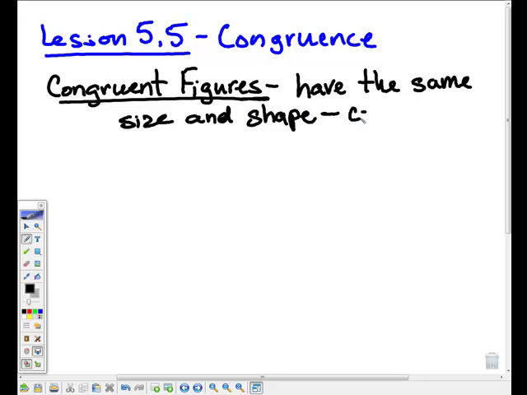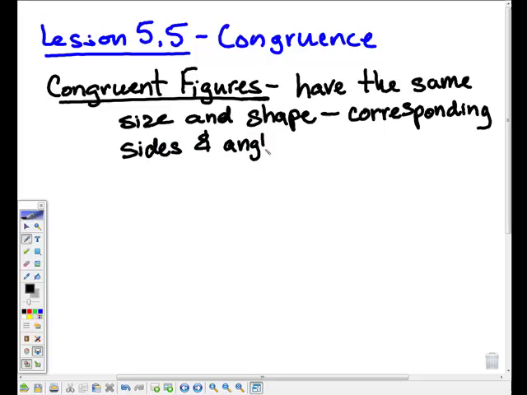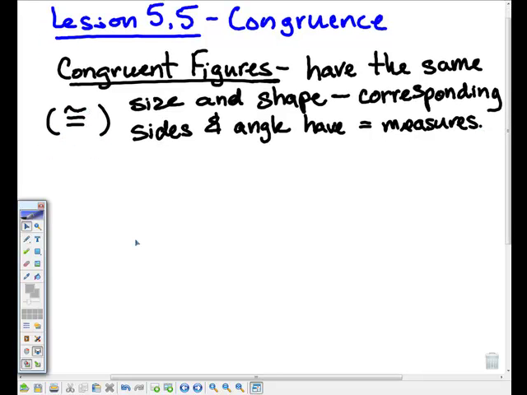And as a result, corresponding sides and angles have equal measures. You should probably include here somewhere, there is a symbol for congruence and it looks like that. It's an equal sign with a squiggly.